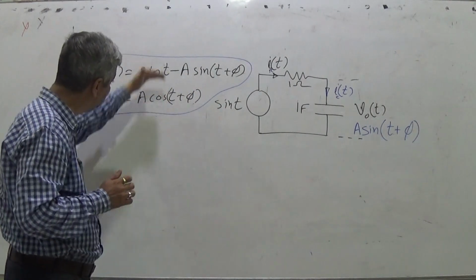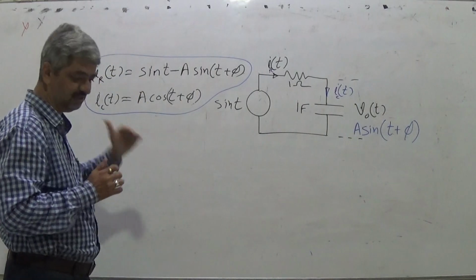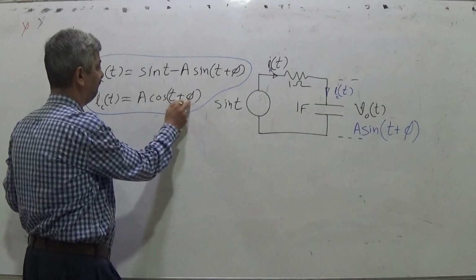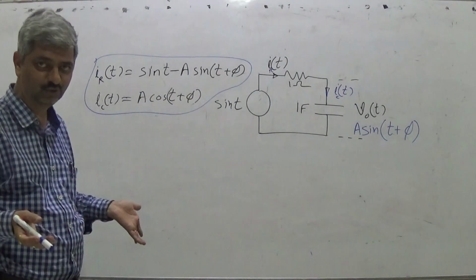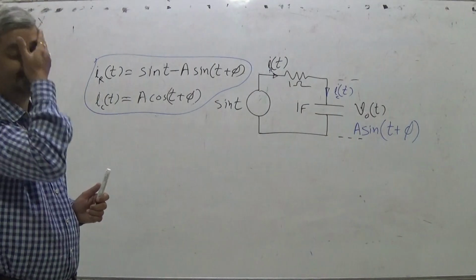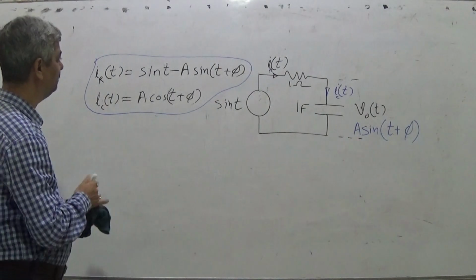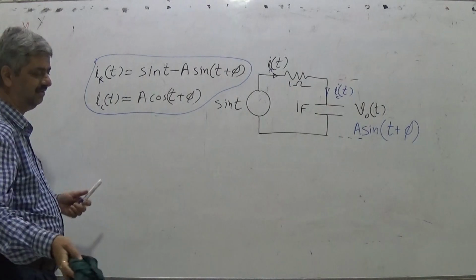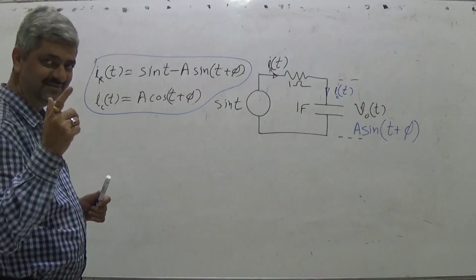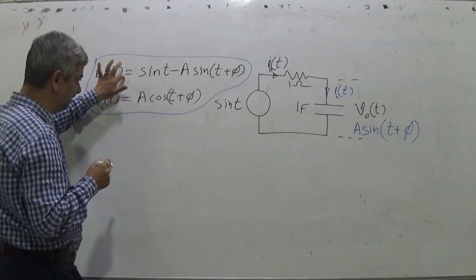So when I equate these two, I get two equations, and in these two equations there are two unknowns, A and phi, and once I find these two unknowns, the answer is done. So how do we proceed? I will give you a hint.